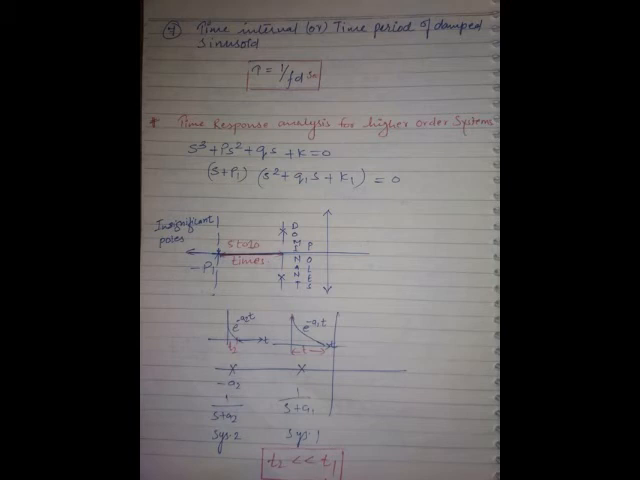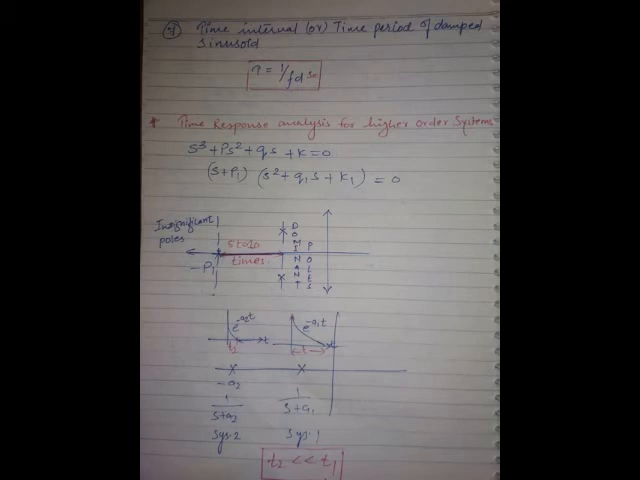So (S plus A) into (S square plus 2S plus C) equal to 0, it is S cube plus 2S square plus CS plus A S square plus 2AS plus AC equal to 0. This will get simplified as S cube plus S square into (2 plus A) plus S into (C plus 2A) plus AC equal to 0. Call this as 2 and call this as 1.